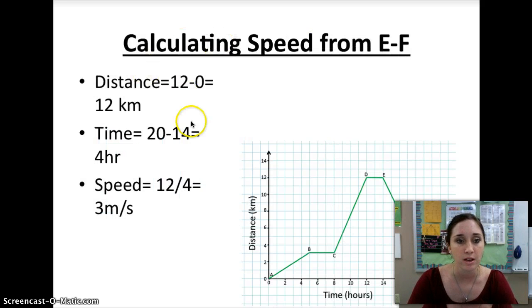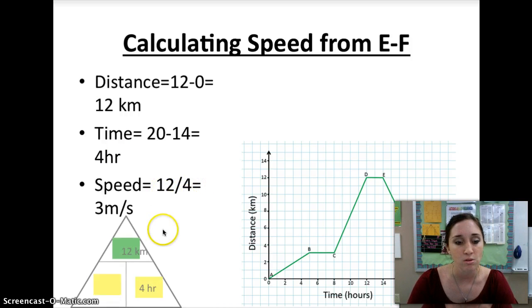So you must subtract to find the average speed. Here we go. We have our distance, which is 12 minus 0, which is 12. We have our time, which is 20 minus 14, which is 4. And we have our speed here. We are going to divide these two. You have it set up with 12 kilometers here. We had to subtract the 2 distances, which was 12 and 0, and we had to subtract our 2 times, which was 20 and 14. We got 4 down here. And then you must divide. So guys, it's a lot of steps that you have to do before you can get your answer.